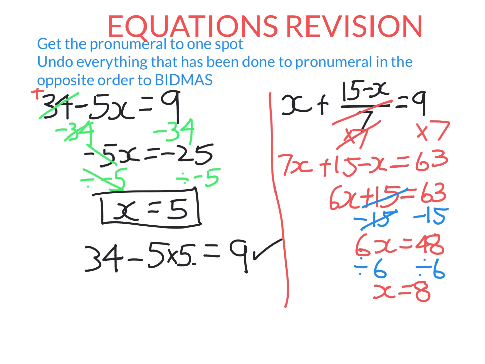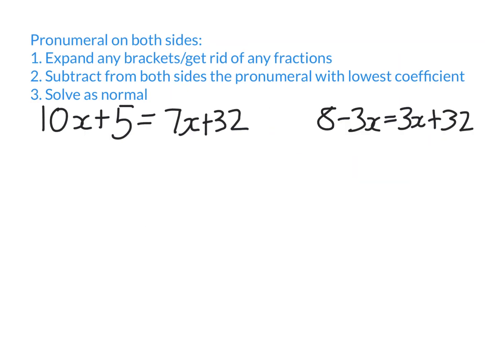All right, let's now look at equations in which the pronumeral is on both sides of the equal sign. So when you have such equations where the pronumeral or letter is on the left and the right hand of the equals sign, follow these steps. Expand any brackets or get rid of any fractions. Subtract from both sides the pronumeral with the lowest coefficient, then solve as normal.